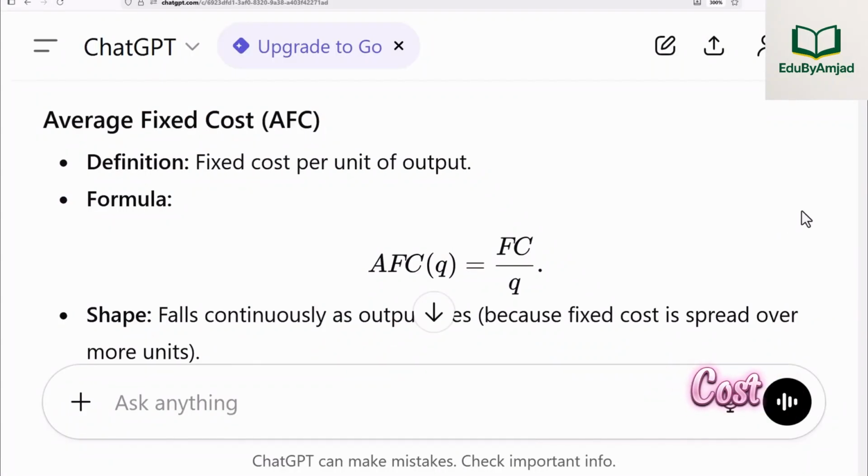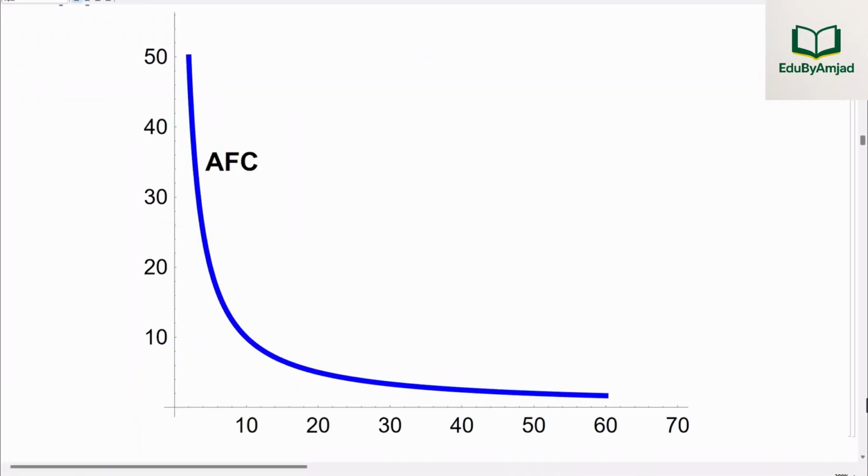Average fixed cost, or AFC, is simply the total fixed cost divided by the output level Q. It is total fixed cost over Q. This gives us the curve AFC equals 100 divided by Q. Output is measured along the horizontal axis. As output increases, this curve falls continuously. Why? Because the fixed cost is being spread over more and more units.